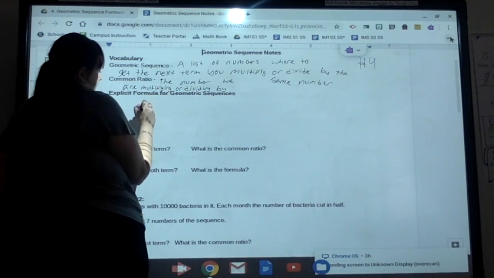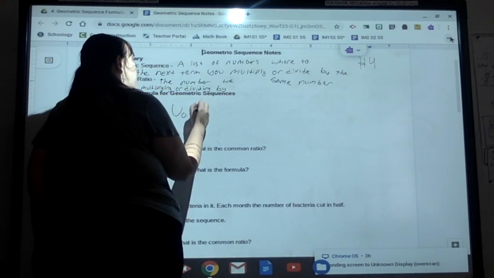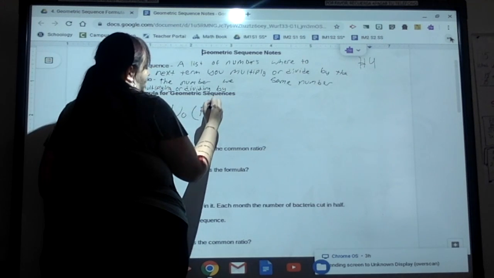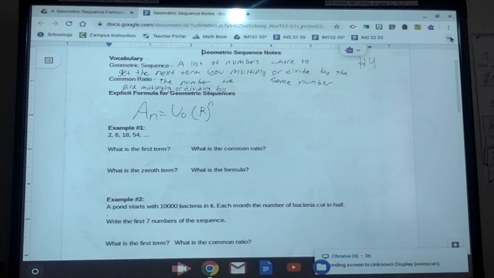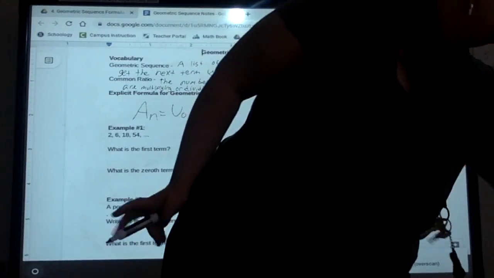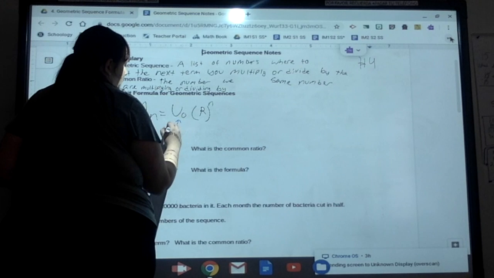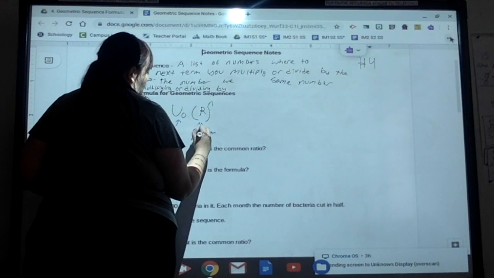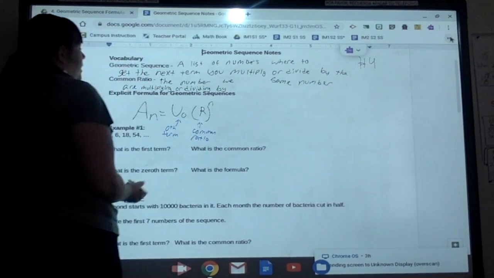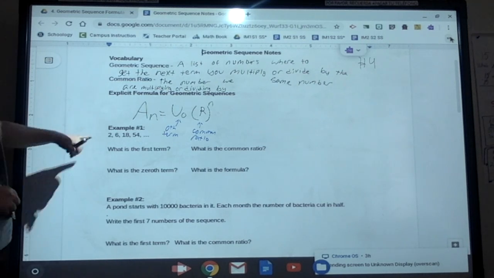To get any term, you're going to take the 0th term and multiply it by the common ratio to the power of n. So here's why the formula works. Or actually, I'm going to label it first. So this was the 0th term. R was the common ratio. And n is just the term number we want. So, let's go to this example here.